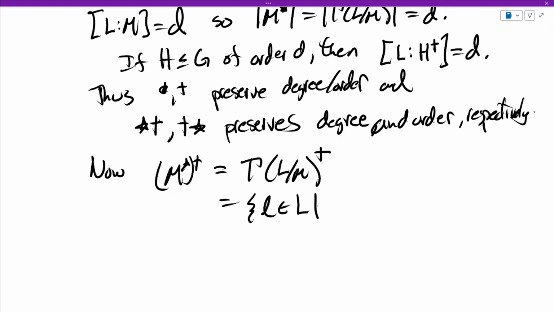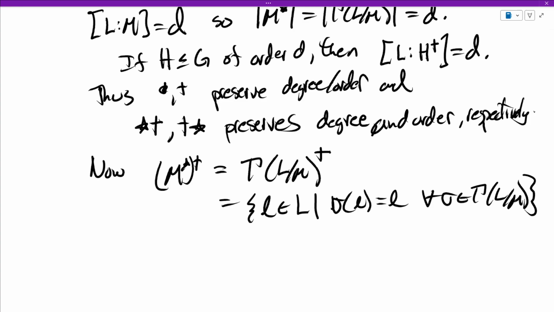Well, it's the fixed field of the Galois group of L over M. So it's the l's in L such that sigma of l equals l for all sigma in the Galois group of L over M. Again, I'm just writing out the definition. Everything in the Galois group of L over M fixes M. So we know that M is a subset of M star dagger.